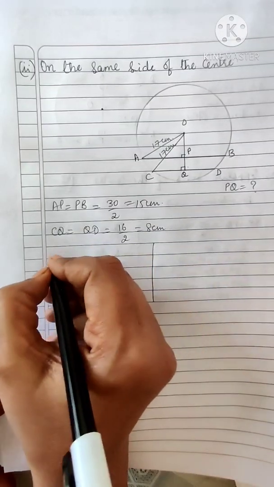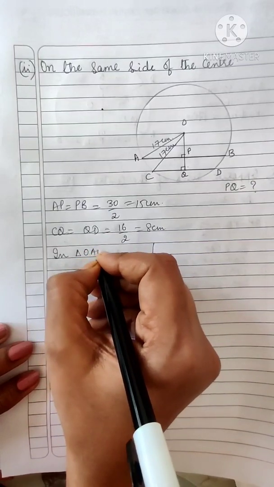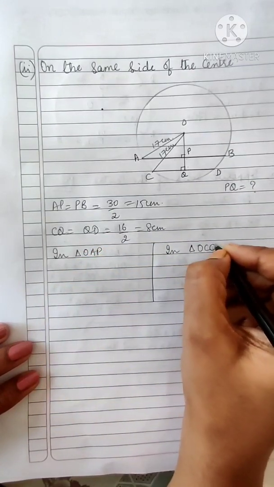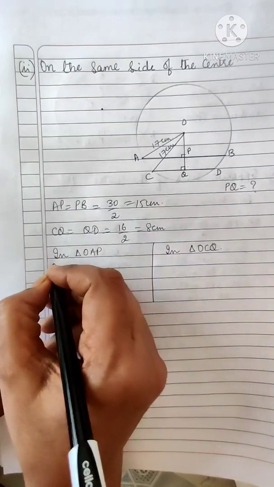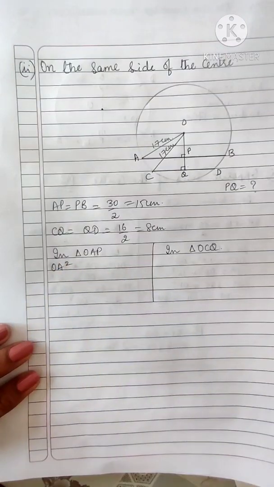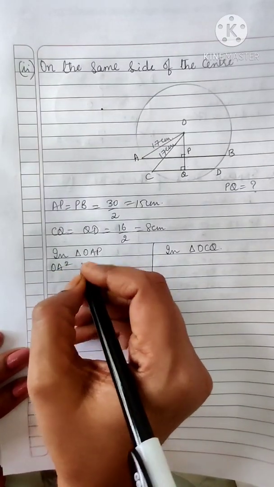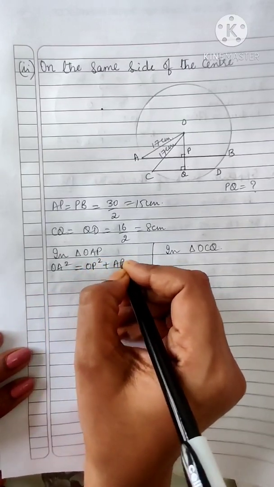So again you have two right angle triangles, OAP and the other one is triangle OCQ. So in triangle OAP, according to Pythagoras theorem, OA square is equal to OP square plus AP square.